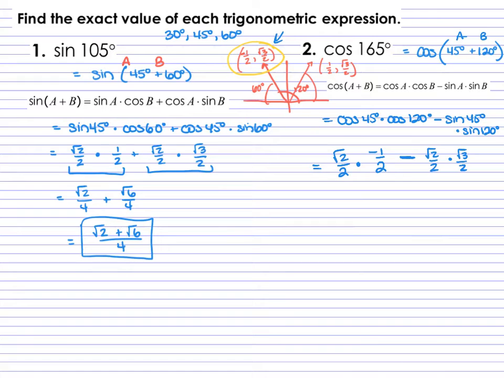Now I just have to simplify. I'm going to multiply and I'm going to multiply. So I've got negative square root of 2 over 4 minus square root of 6 over 4. So now I can put that all together because it's common denominators. So that's going to give me negative the square root of 2 minus the square root of 6 all over 4.